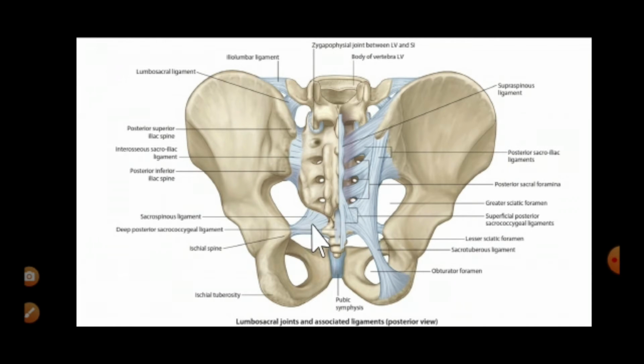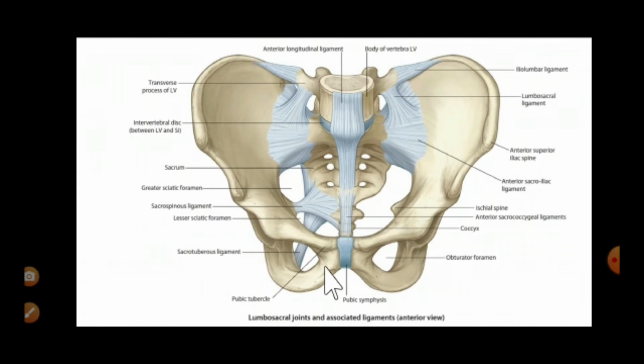Now on the other side, we can see that the sacrotuberous ligament and the posterior sacroiliac ligaments have been removed, and we can see another ligament here, that's the sacrospinous ligament. This ligament here is the sacrospinous ligament, and since the posterior sacroiliac ligament has been removed, we can see the intraosseous sacroiliac ligament here. And on the spines of the sacral vertebrae, we can see another ligament here, which is the supraspinous ligament.